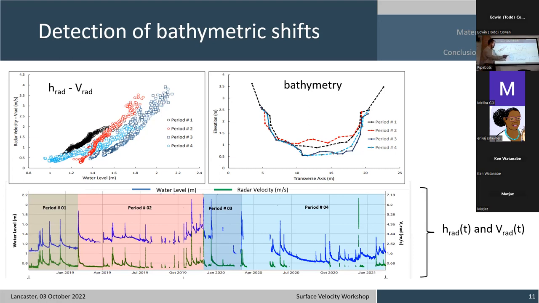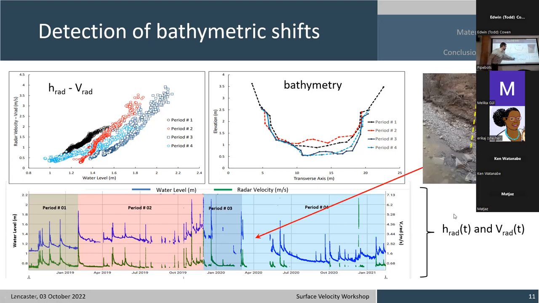And you can see that there are some gaps of missing data because of the challenges of the site. For example, this photo illustrates that some floods deposited a lot of sediment just below the radars, and we lost the data. So we had to adapt the system to get some data after that.